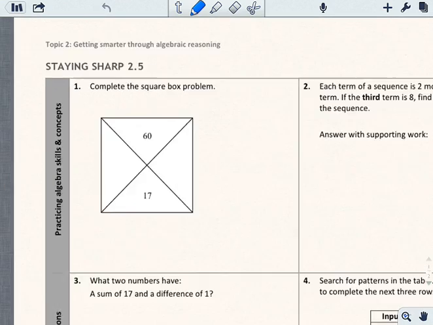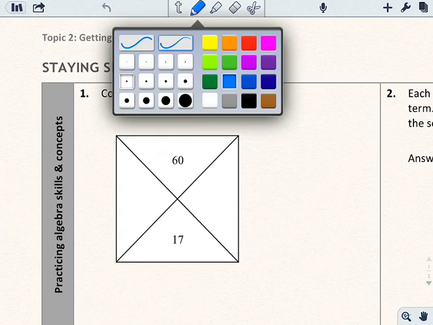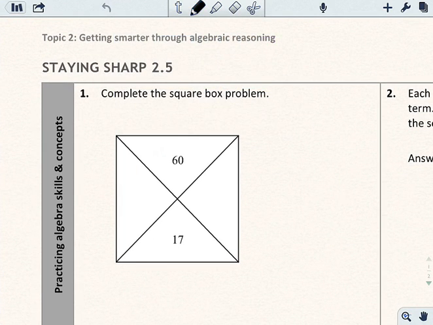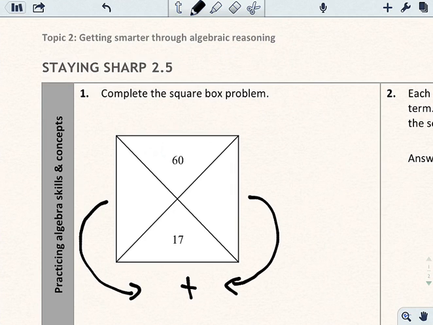Complete the square box problem. The thing you have to keep in mind about the square box problem is that it is a pattern. If we take two numbers on the side, the wings, if you will, and you add them, you're going to get the number at the bottom. Conversely, if you multiply these two wing numbers, you should get the one at the top.